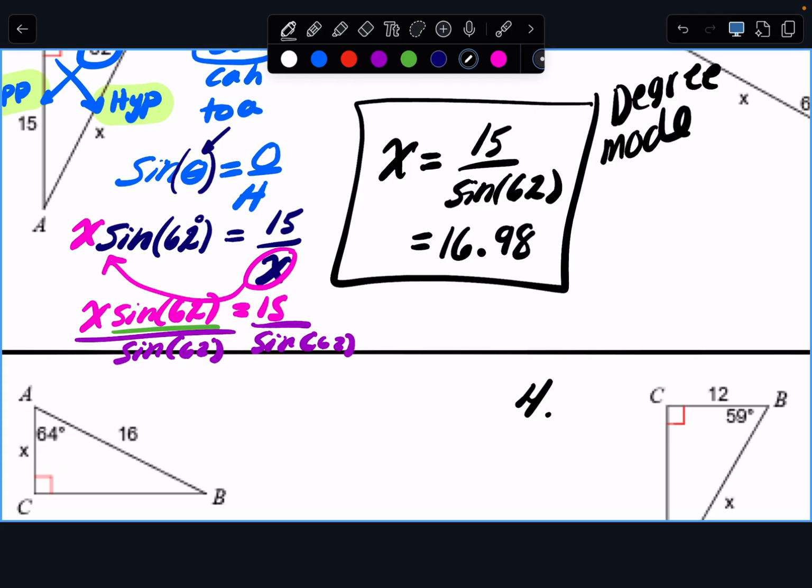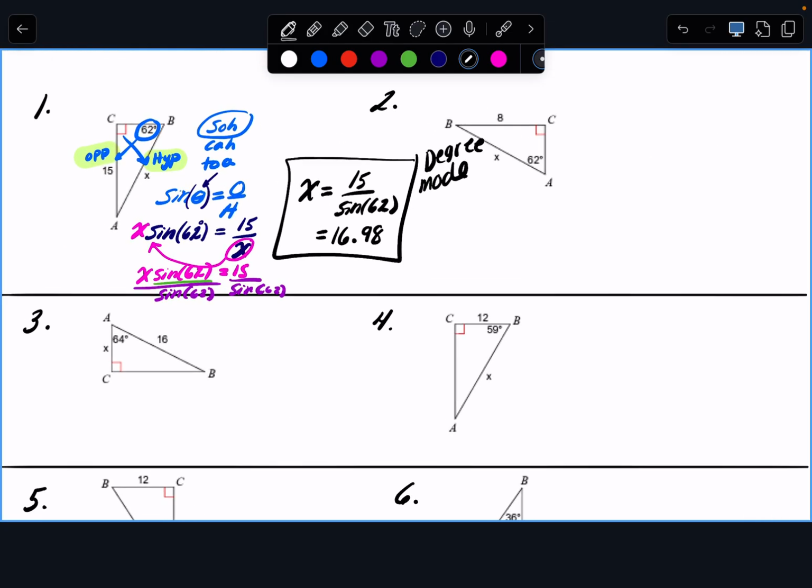I didn't even round that correctly. We're going to try to do better on the test. Questions on that one? Okay, so look at this one.